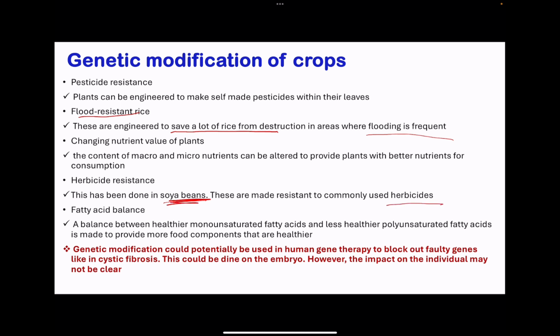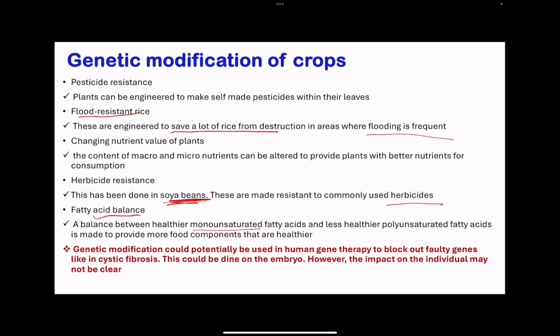And then we can do that for fatty acid balance. You remember the monounsaturated fatty acids are better or healthier than the polyunsaturated fatty acids. So if we can create a balance between the two in a specific food sample, then the consumers are going to get a healthier meal in order to overcome certain diseases.